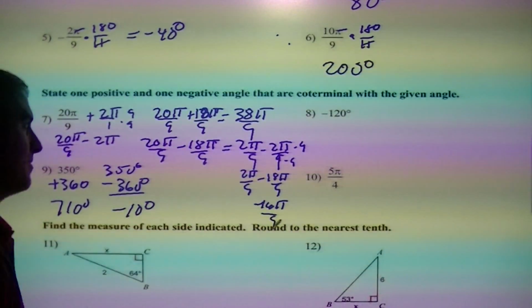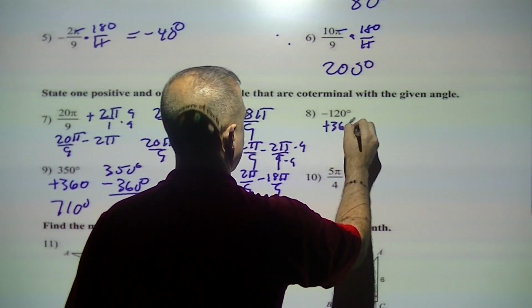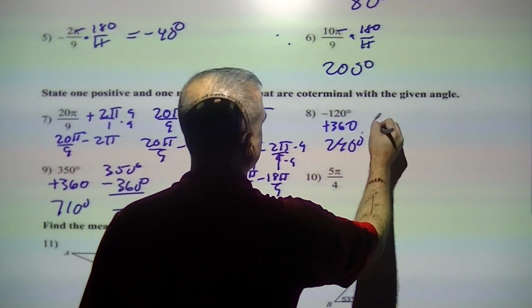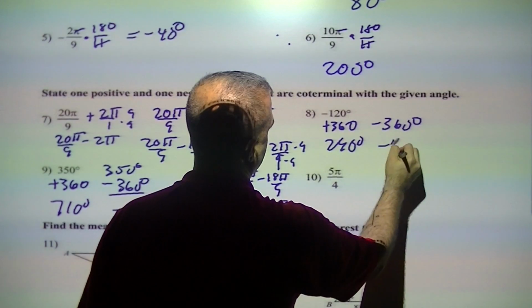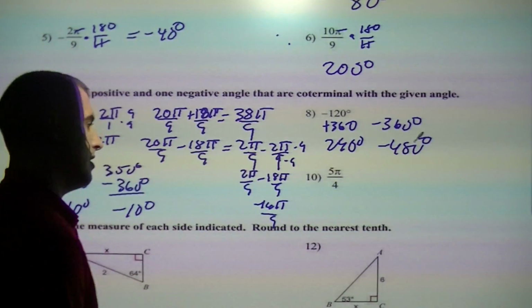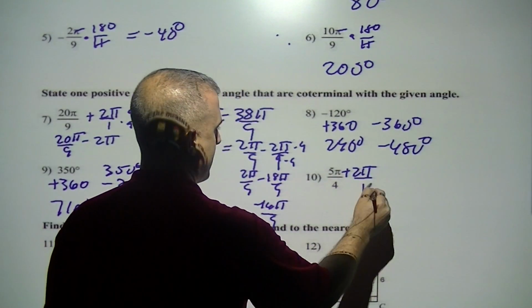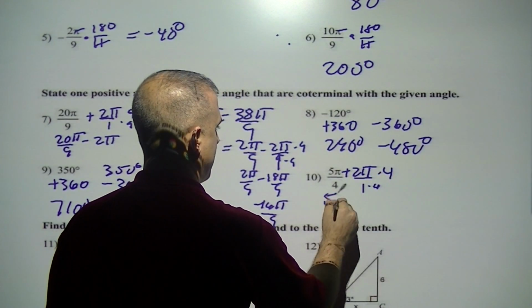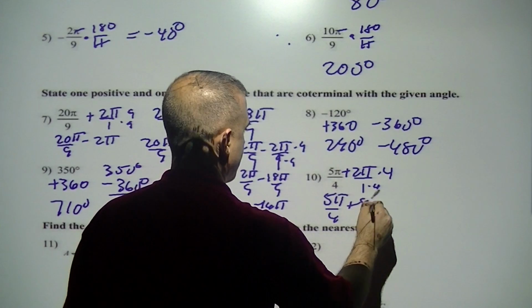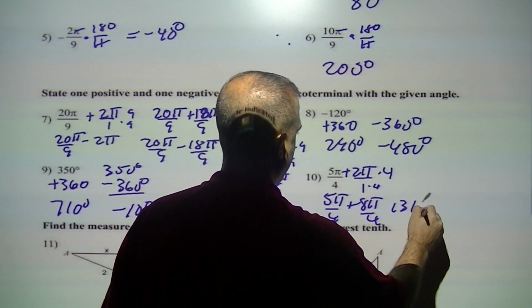Okay. This one, I would add 360, which would give me 240. If I subtract 360, that would give me negative 480. This one, I'd have to add 2 pi. I would make this by multiplying by 4, so I got 5 pi over 4 plus 8 pi over 4, which would give me 13 pi over 4.